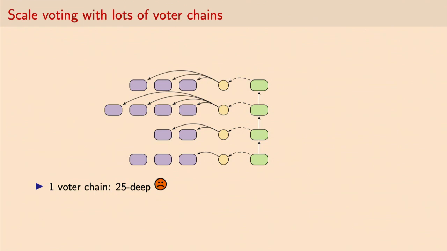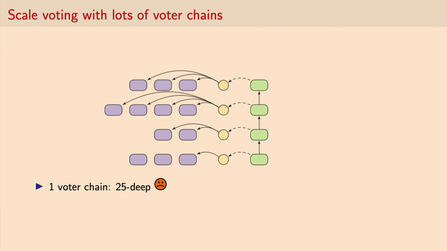So far we have not improved the confirmation latency, because we still only have one voter chain, and it's very important that this voter chain is secure, so we still have to wait for 25 deep. Otherwise, the attacker can simply attack the voter chain, as they do for Bitcoin.